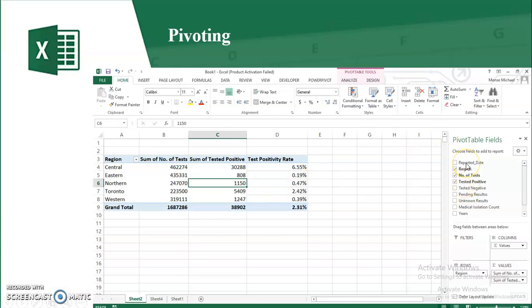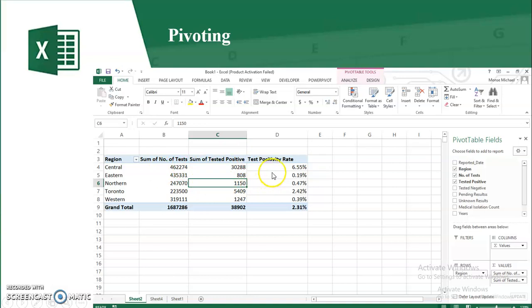I put region in rows. So in the first column, region is there: central, eastern, northern, Toronto, western. And I put number of tests and tested positive in values. It takes the sums, and I put values in columns. So my first variable becomes region, the second one becomes the sum of number of tests, the third one becomes the sum of tested positive cases, and using this I can easily calculate the test positivity rate. The test positivity rate is the sum of tested positive divided by the sum of total number of tests.